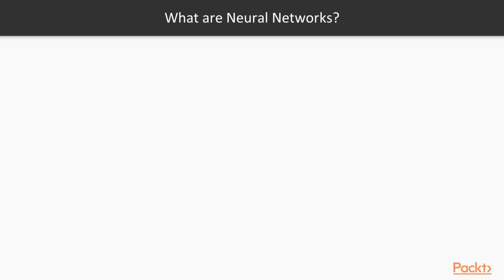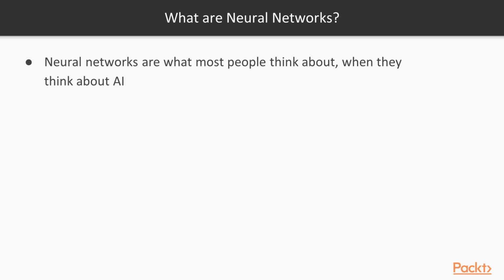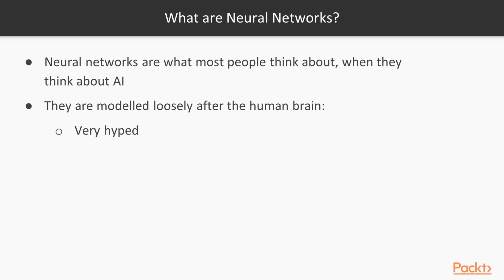So, what are neural networks? Neural networks are what most people think about when they think about AI. They are modeled loosely after the human brain. They're very hyped, they're very powerful, and they're very easy to execute.